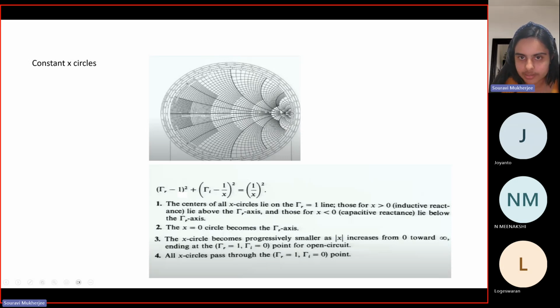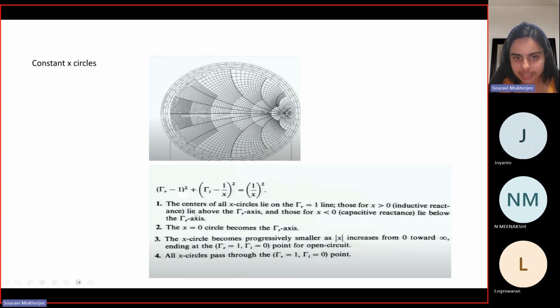Now all the circles, if you draw a vertical line here, that would correspond to the tau r equal to 1 line. And all these arcs, if you draw the complete circle, have their centers on the tau r equal to 1 line. For x greater than 0, it's the inductive reactance, while less than 0 corresponds to the capacitive part. Now, the x equal to 0 case: if you put x equal to 0, what happens? You get back this line, which is the purely resistive load line.